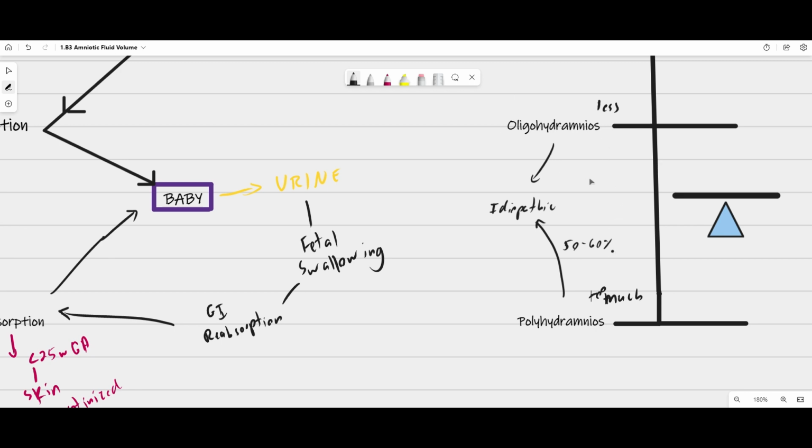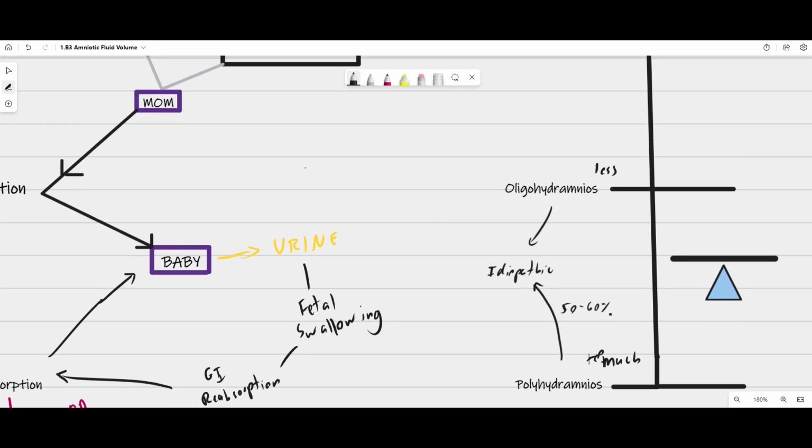So let's look up here at our oligo. So what can cause problems here? Well, that's going to be underproduction.